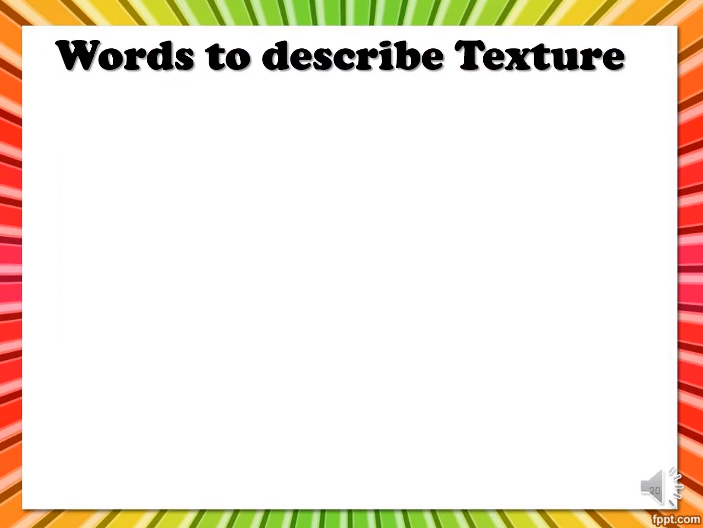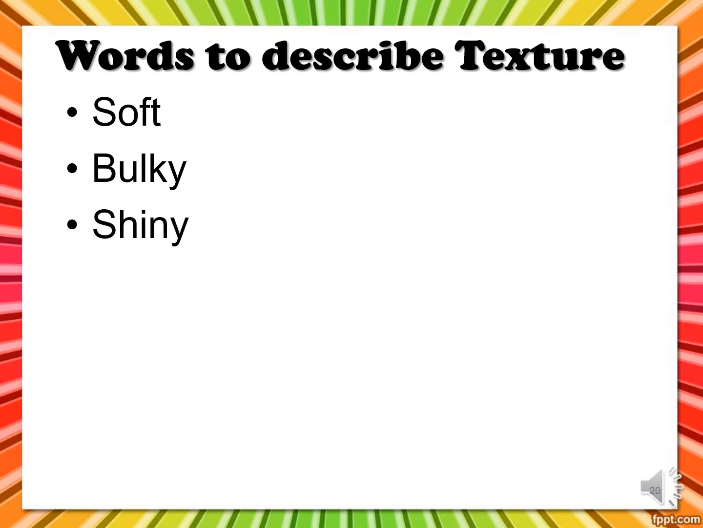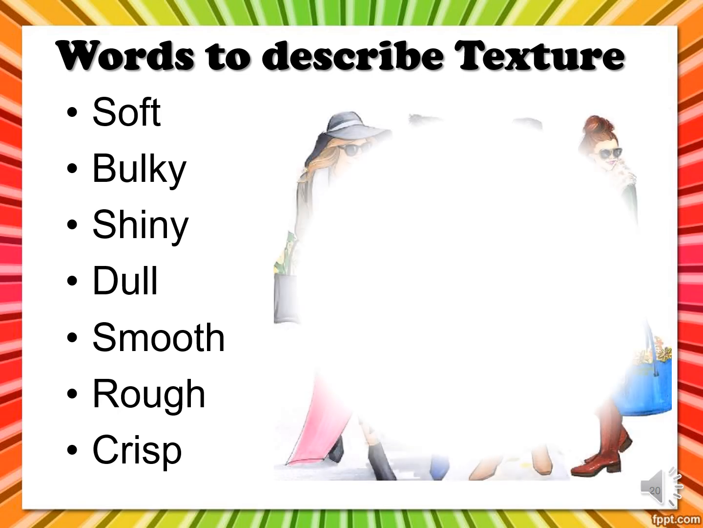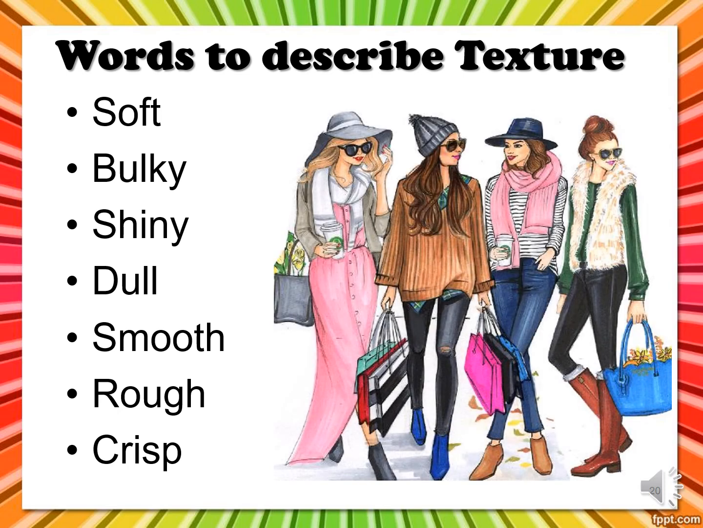Now there are some words we use to describe texture. First one, soft. Next one, bulky, shiny, dull, smooth, rough, and crisp. Observe the picture. Based off the outfits, you can see textures reflecting in some of the outfits along with their accessories.